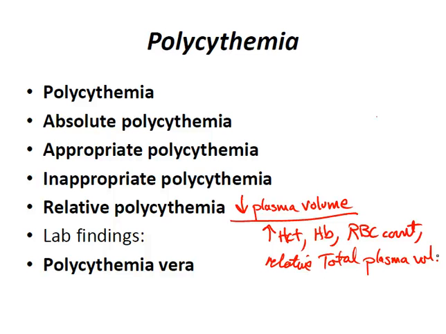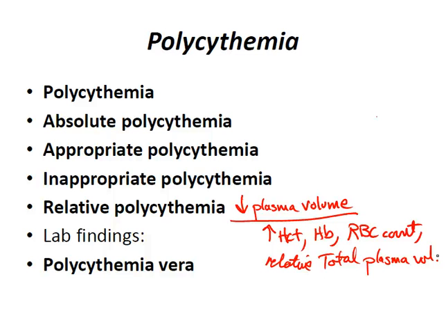So the big tip-offs here with relative polycythemia: what is different about it? What will the plasma volume be? It'll be down. What about appropriate and inappropriate polycythemia? What would their plasma volume be? Normal. So when would my plasma volume be up? In polycythemia rubra. Very good. Polycythemia rubra is due to acquired mutations to the myeloid stem cells, by the way.